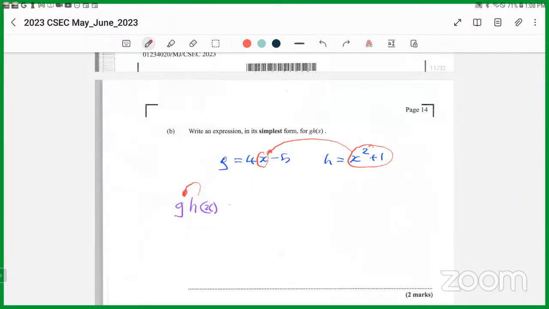We can find that it becomes equal to 4 times bracket x squared plus 1, where the x was, and it's subtracting this 5 here. And you can simplify. 4 times x squared is 4x squared. 4 times 1 is 4, minus 5, so negative 1. That's it. Okay with that?